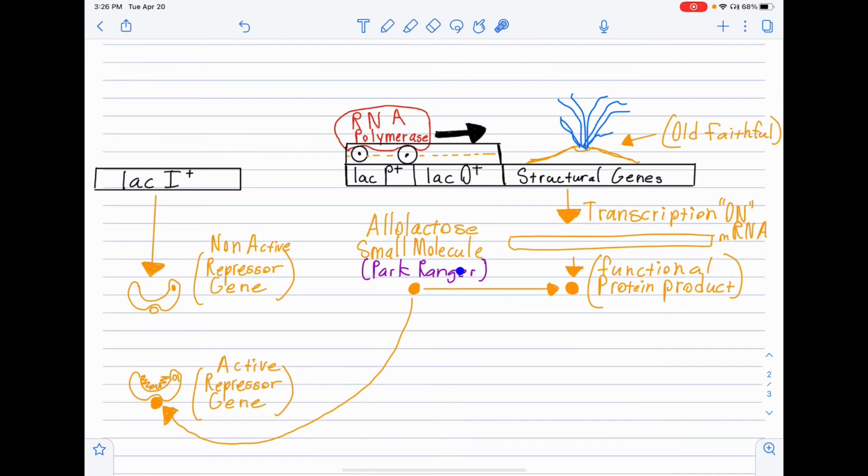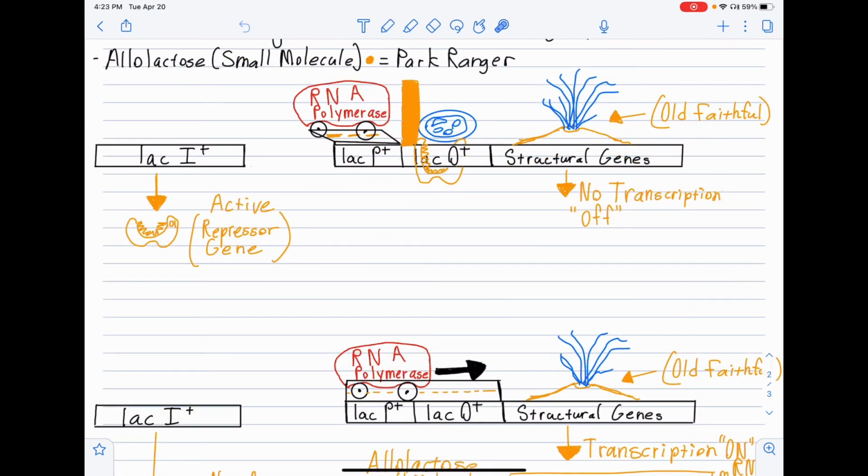The small molecule causes the repressor to undergo a conformational change so that it can no longer bind to the operator. If the small molecule wasn't present, then it wouldn't be able to bind to the repressor, and then the repressor just goes to the operator and turns transcription off.